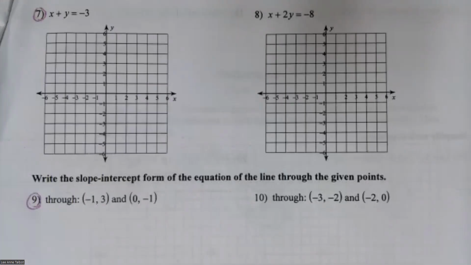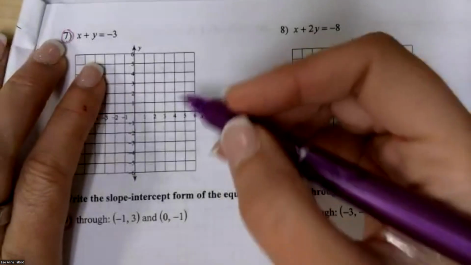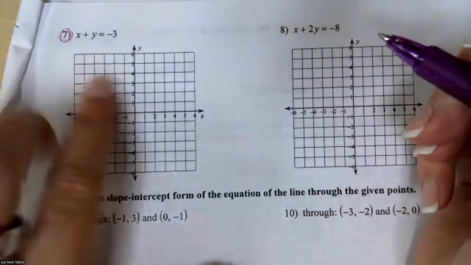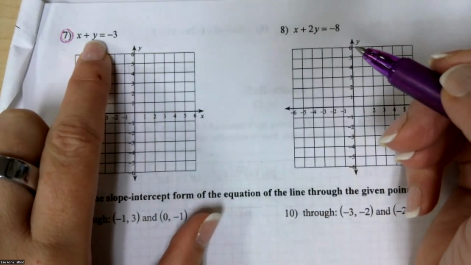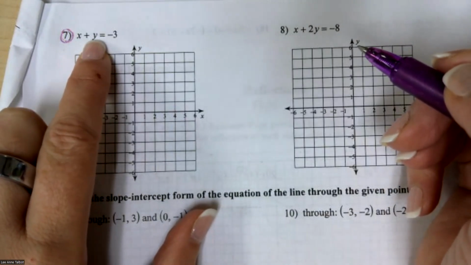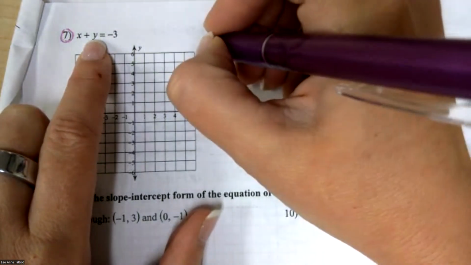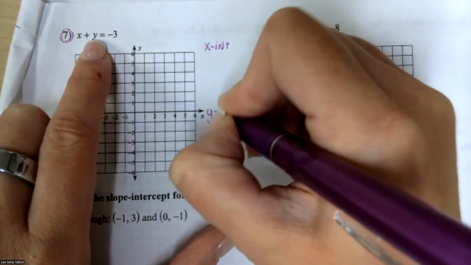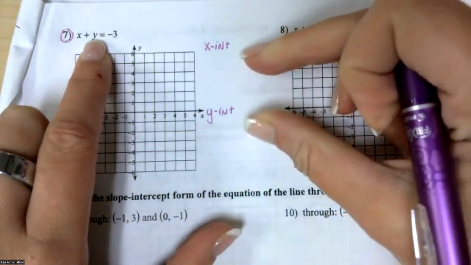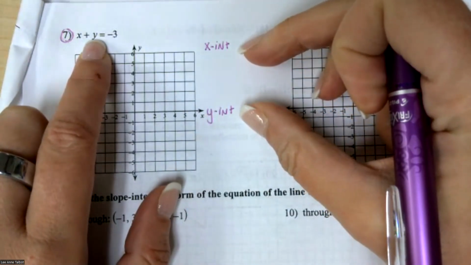All right, so number 7. Can you guys find number 7 in your warm-ups, please? This one, can you tell that it doesn't have y equals? So we do the x and y intercepts. Okay, so over here, right, x-intercept, y-intercept.